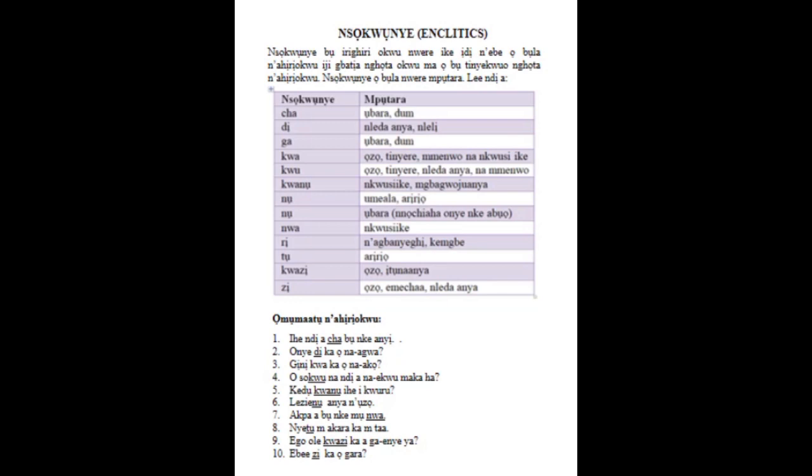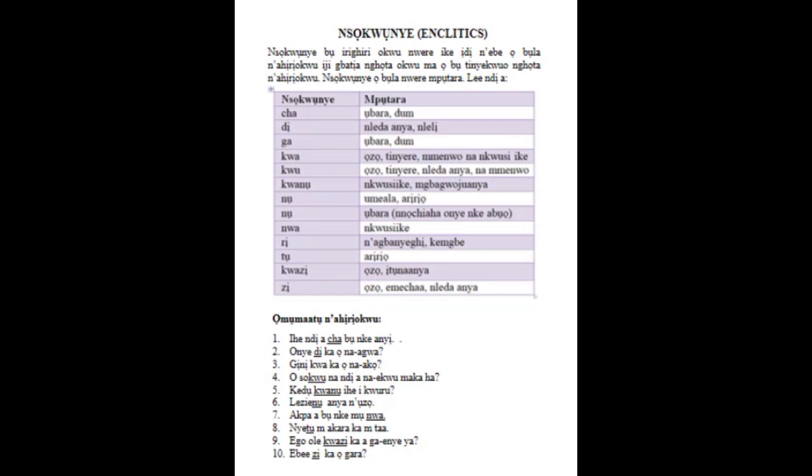Lezienụ anya. Lezienụ anya n'ụzọ. You people should be cautious on the way. Akpa a bụ nke mụnwa. This bag is my own. It's mine. Nyetum akara ka m taa. Give me a little akara to eat.